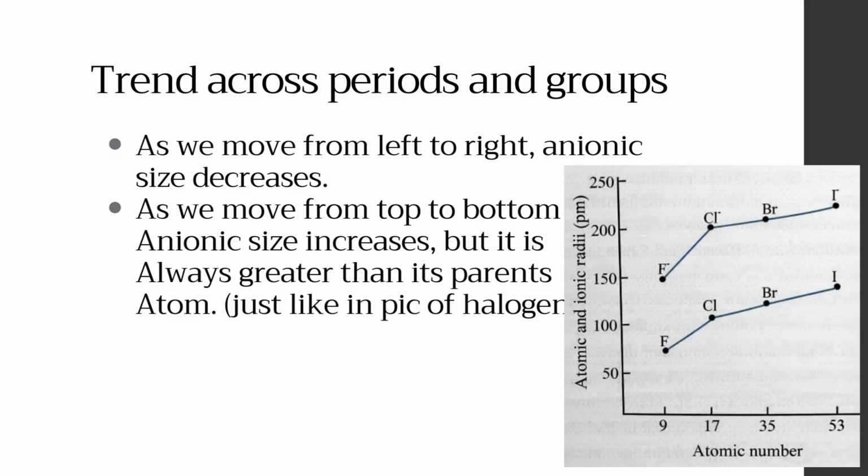Trend of anionic radius: across a period, size decreases. Down a group, size increases. However, anions are always larger than their parent atoms.